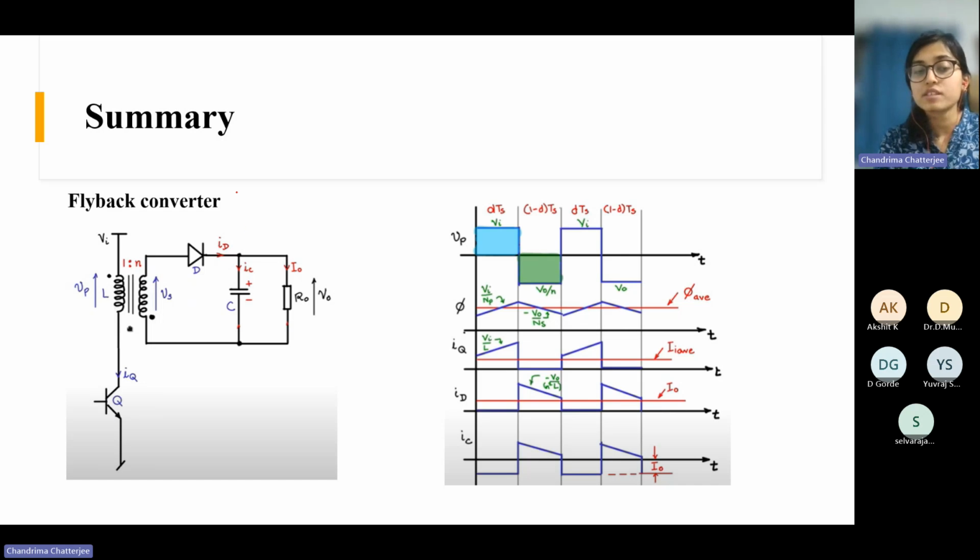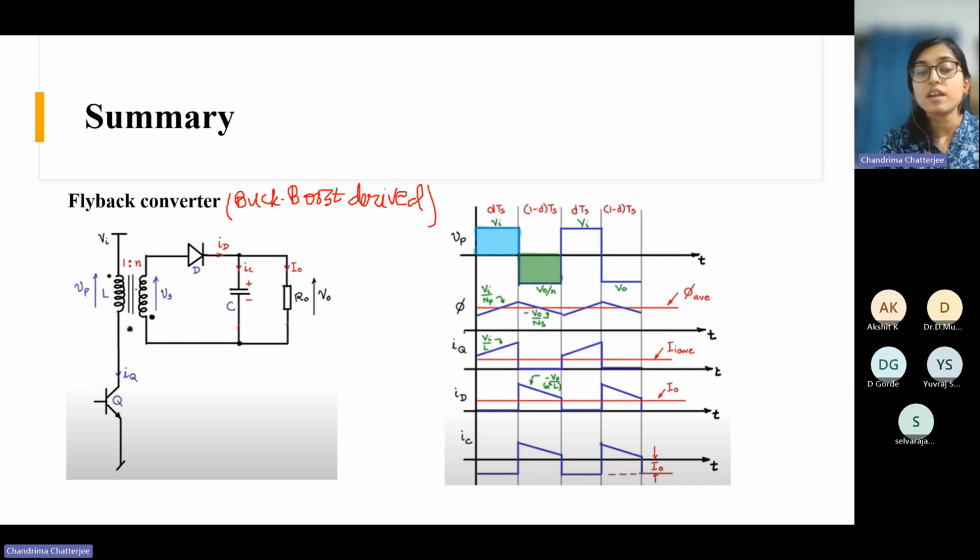Flyback converter operates similar to a buck boost converter. This is derived from the buck boost converter. Derived from buck boost.